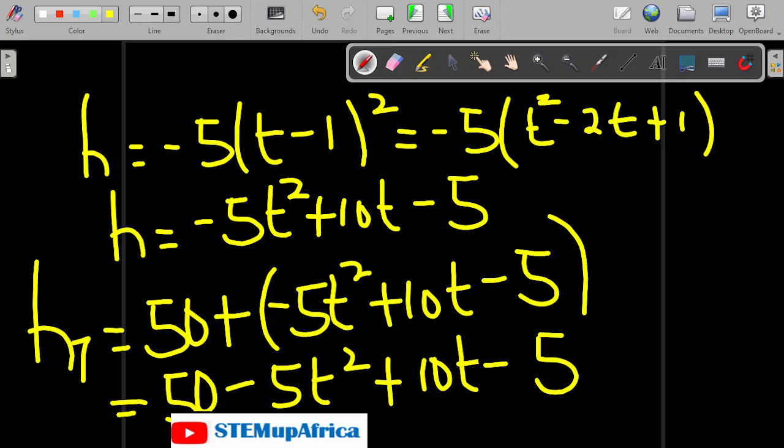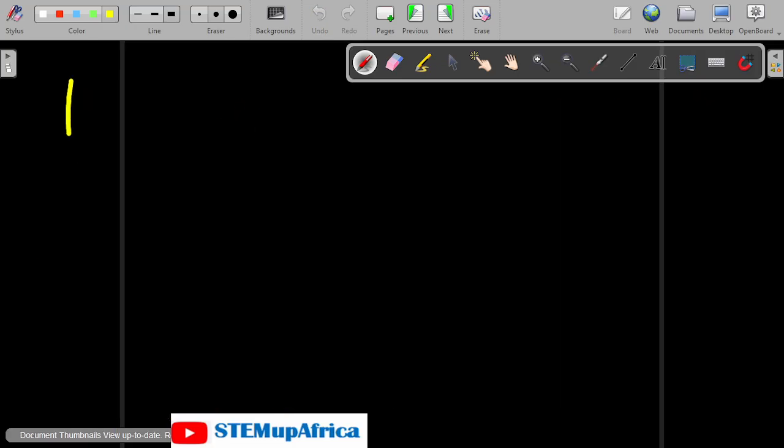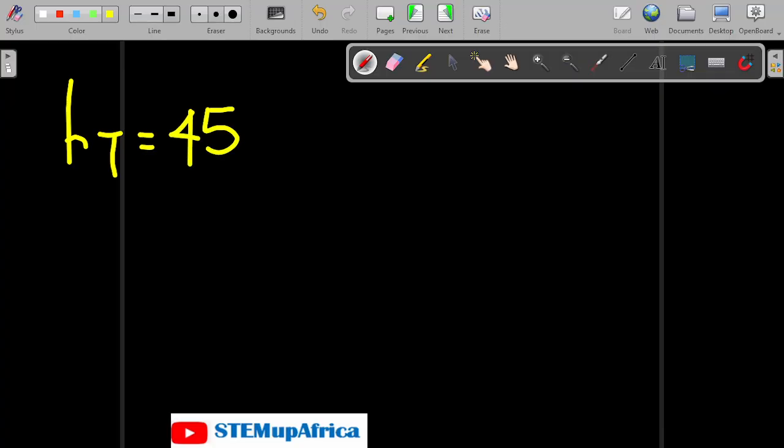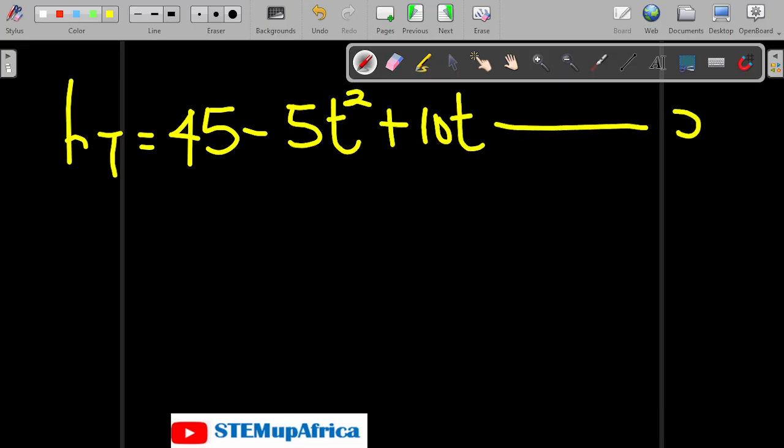So I'm going to have 50 minus 5, that gives us 45. So I'm going to have h(t) is equal to 45 minus 5t squared plus 10t, equation 2.